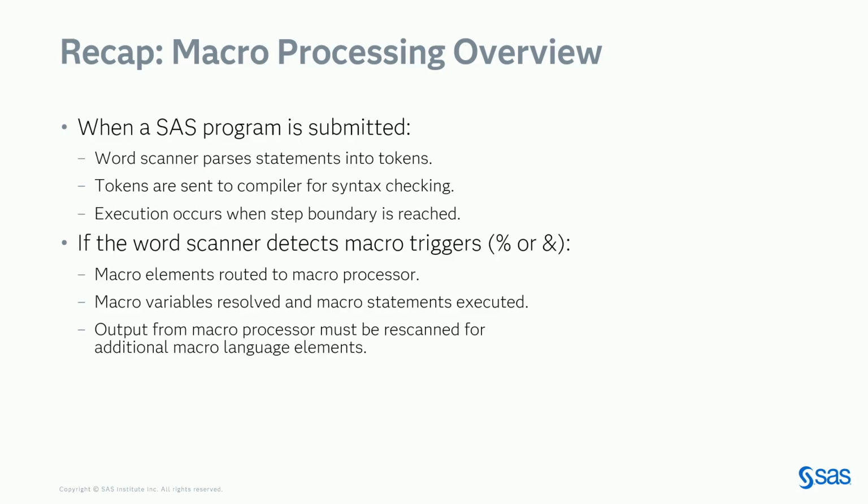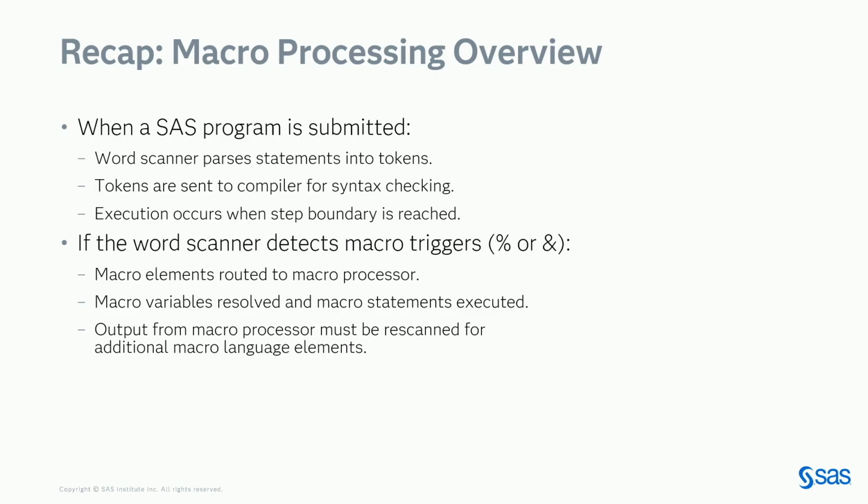However, while that's going on, the macro processor is lurking in the background looking for macro language elements, which are indicated by a percent sign or an ampersand. And if it finds some macro language code, then it routes that to a separate process where macro variable references are resolved, macro statements are executed, and any other macro logic is processed.